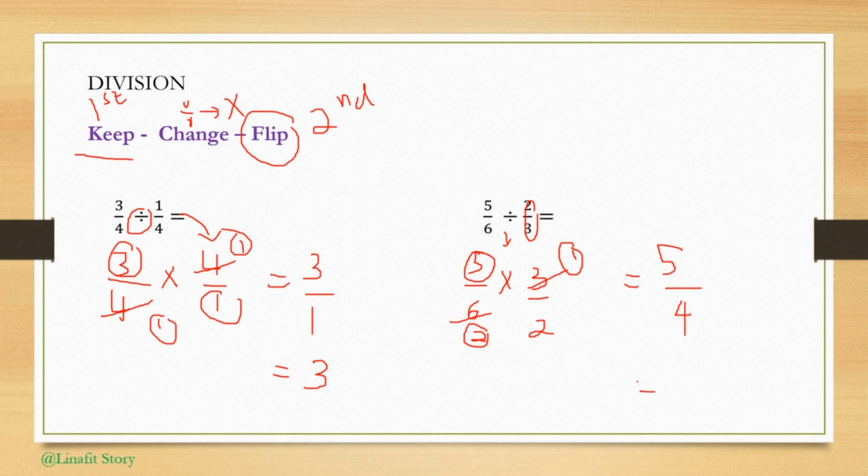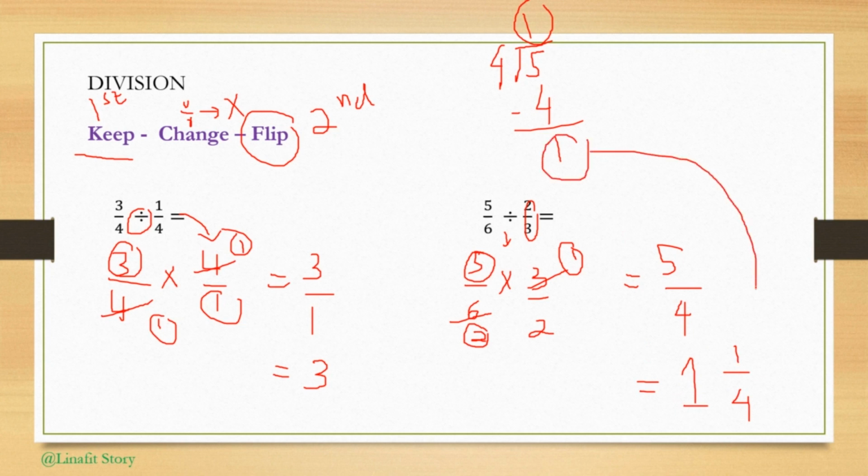Don't forget, 5 out of 4 is an improper fraction, so you have to convert it into a mixed number. So 5 divided by 4 equals to 1, remainder 1. Here's the quotient. So the answer, 5 out of 4 equals to 1, 1 out of 4. Don't forget the remainder as the numerator.